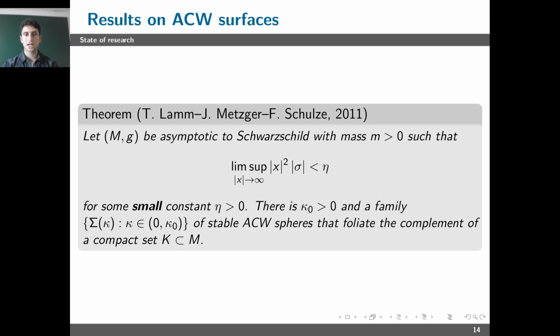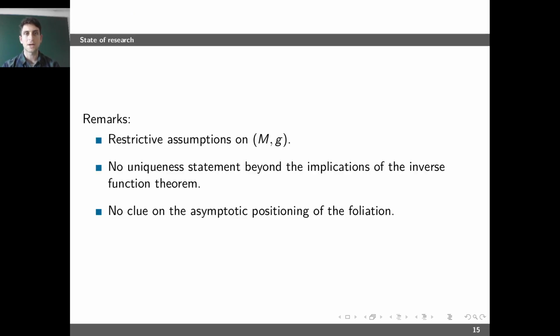Okay, so this result is of course a very important step in the right direction. However, there's a few issues with it. So first of all, the assumptions on the manifold are quite restrictive, because if this number eta is very small, the result might actually only cover a very small class of asymptotically Schwarzschild manifolds. And also the theorem doesn't really provide you any uniqueness statement, at least it doesn't provide you any uniqueness statement that goes beyond what's implied by the inverse function theorem. And finally, it also doesn't tell you anything about the asymptotic positioning of the foliation, so it doesn't tell you if these spheres center around the center of mass or if their positioning is governed by something else.